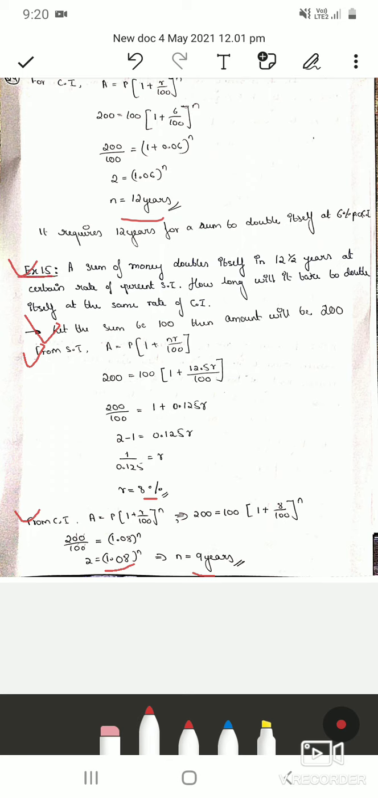So these are some of the important types of questions in compound interest.